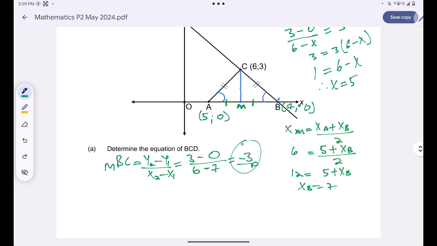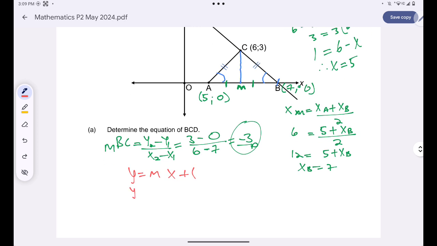So I have the gradient and the point. I can simply find the equation. How can I find the equation? I can use y is equal to mx plus c. m is equal to negative 3. Then the only thing I need to find is the value of c. How can I find c? I can find c by just substituting any point on the graph there.